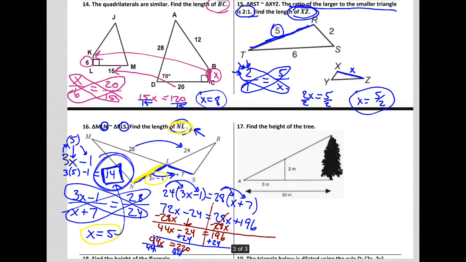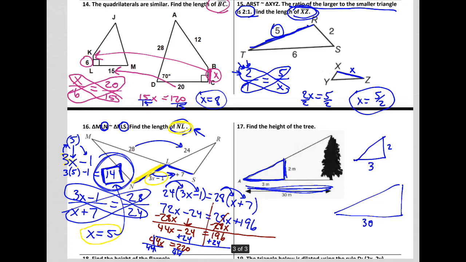Number 17, you're finding the tree height. Notice you have two triangles laying on top of each other. So as I always do, I'm going to draw that small one separate. It's okay. All right, so we have the small one, which has a side length of 2 meters, bottom length of 3 meters, and then we have our big one. We have a bottom length for the big one of 30.